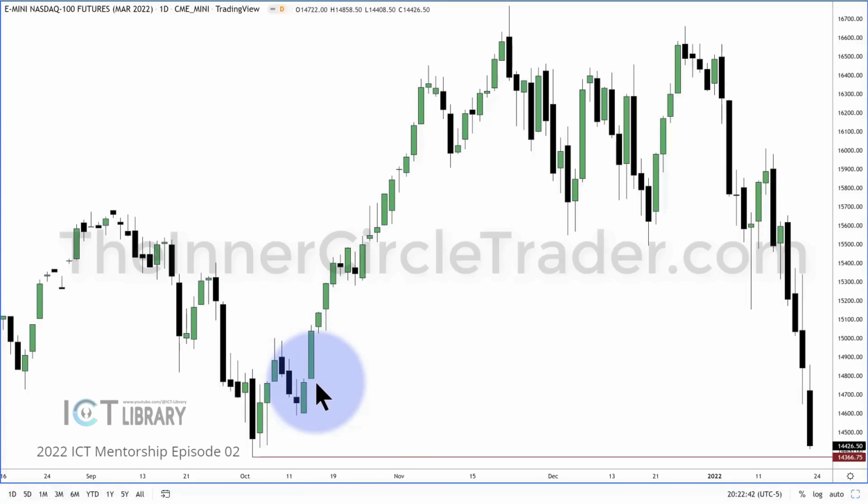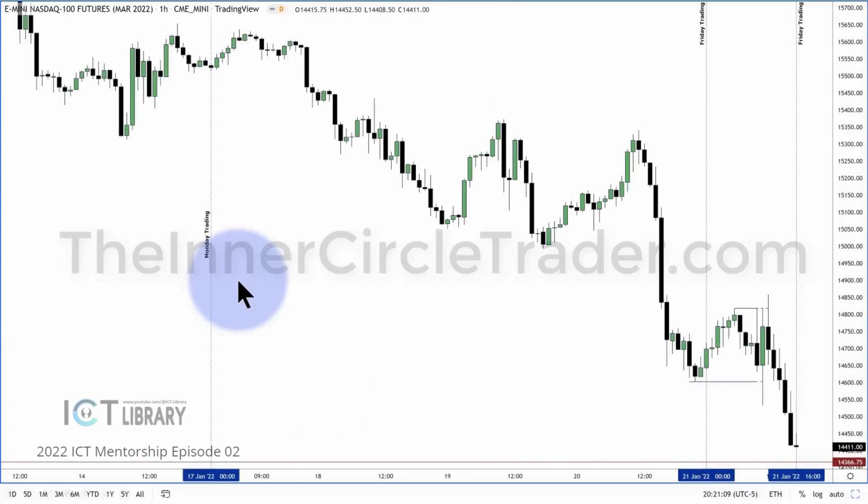We're looking at the daily chart. We're going to drop down into the hourly chart. Okay, now what I have here is a framework for looking at the weekly range on an hourly chart. So all I did was begin at midnight New York time, Monday's candle, and then Friday's close, and then the beginning of Friday's trading at midnight.